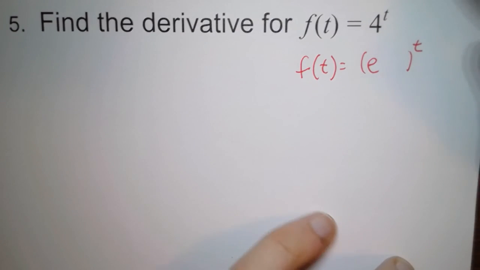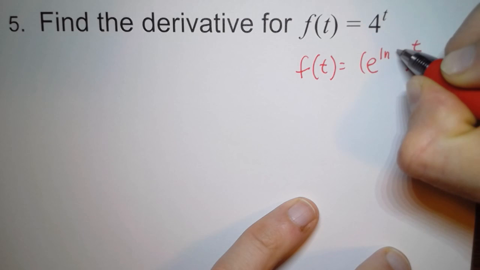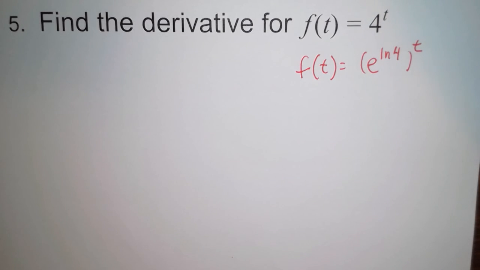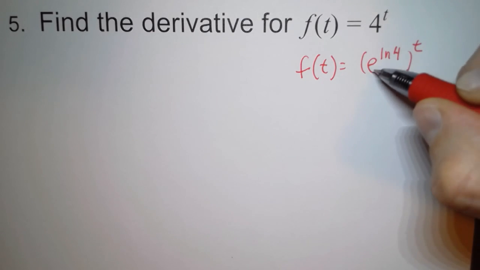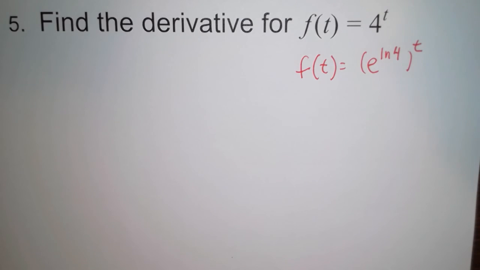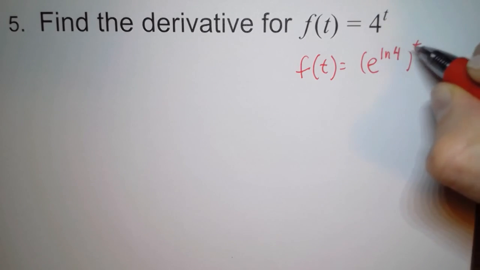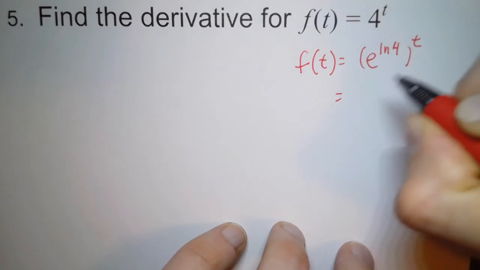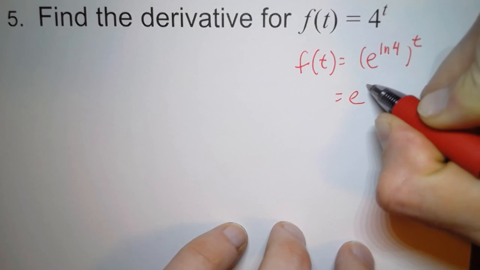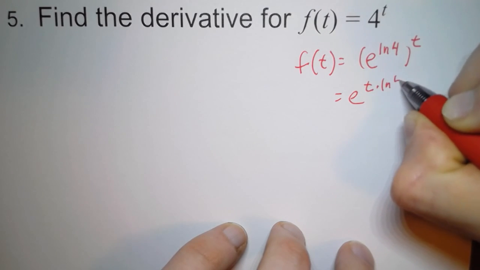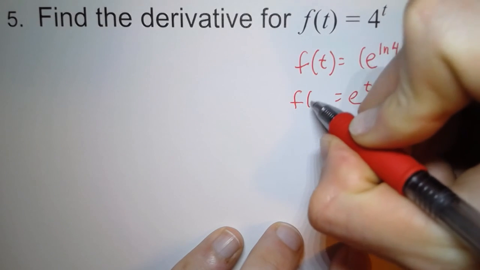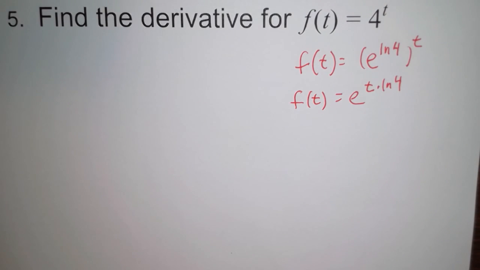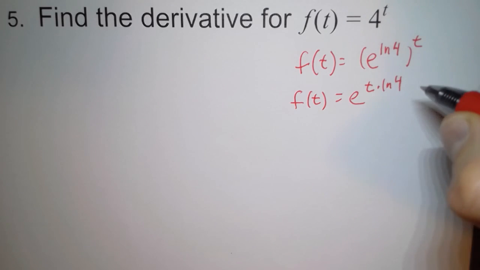Well, without a calculator, we do know that that power would be ln of 4. Now most people would say, well, that would just cancel out and be left with 4. Yeah, but we want to leave it in this form. We want it as e to the ln of 4. Now here it's got 2 exponents on there. Now what we can do is we can combine them. E to the t times ln of 4. Again, no derivative yet. All we've done is just rewritten it.